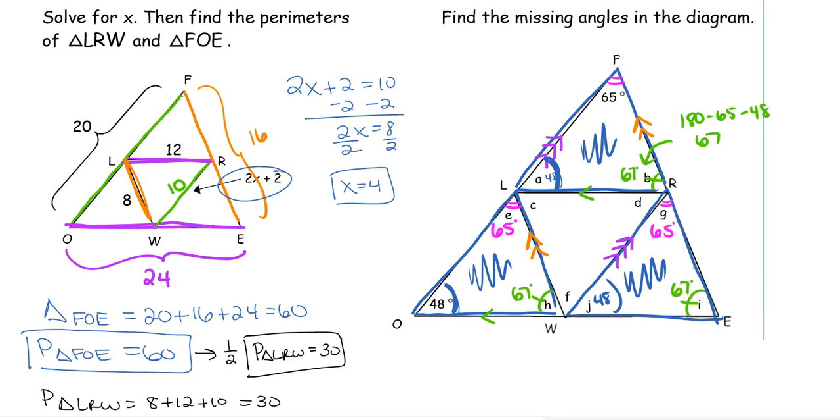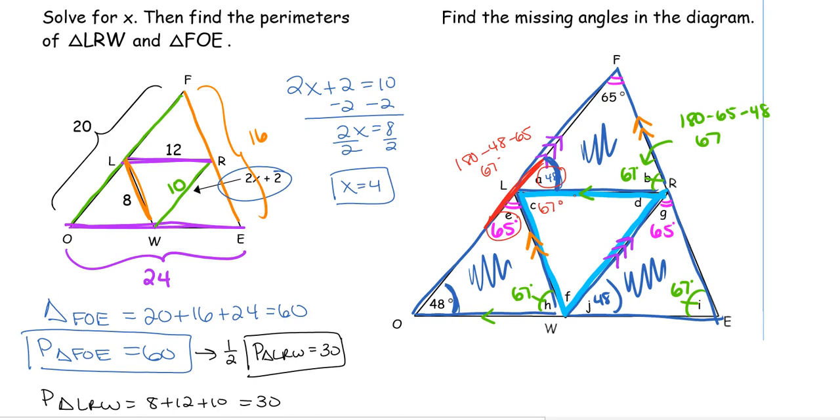So now I have my three outside triangles. All I need to do is find the measure of all of my angles on my mid-triangle, that triangle inside. And when we look at these angles, we're going to use linear pair relationships. I see right here, I've got a straight line, and I know that all the angles in a straight line have to add up to 180. I have 48 degrees here, and I have 65 here, so I do 180 minus 48 minus 65, and I end up with 67.